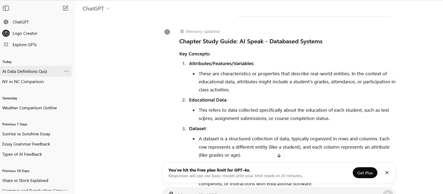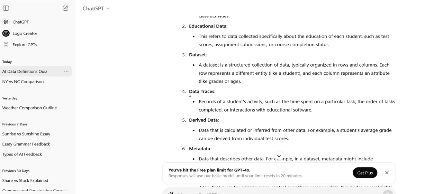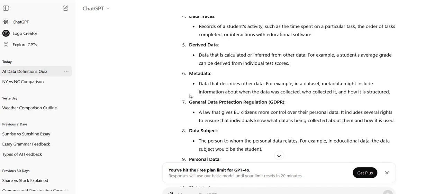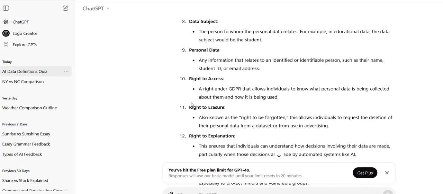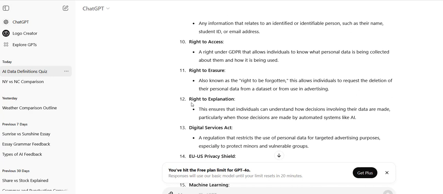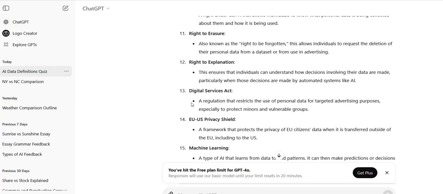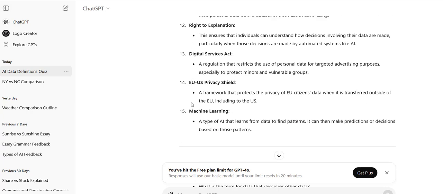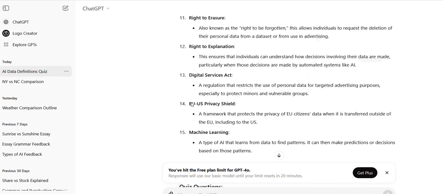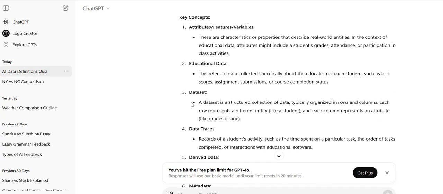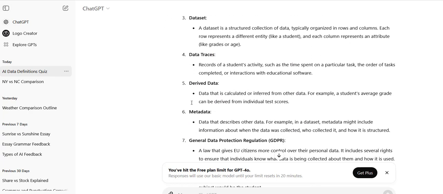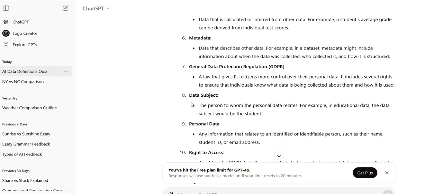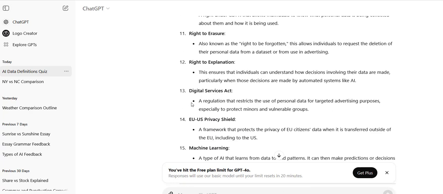I typed out all of the words: attributes, educational data, data set, data traces, derived data, metadata, General Data Protection Regulation, data subject, personal data, right to access, right to erasure, right to explanation, Digital Services Act, EU-US Privacy Shield, and machine learning. These were the 15 words that I needed to learn for that chapter. So I typed each word and each definition into ChatGPT.